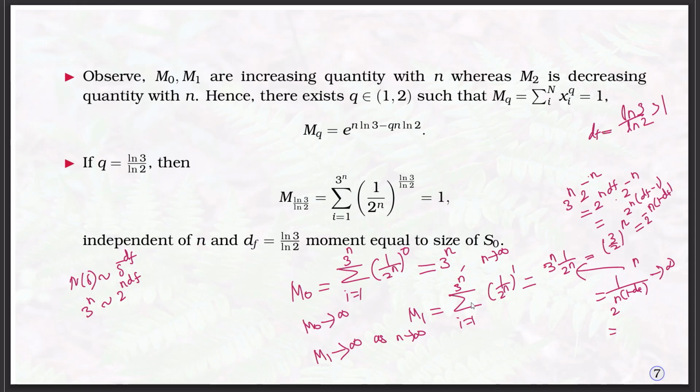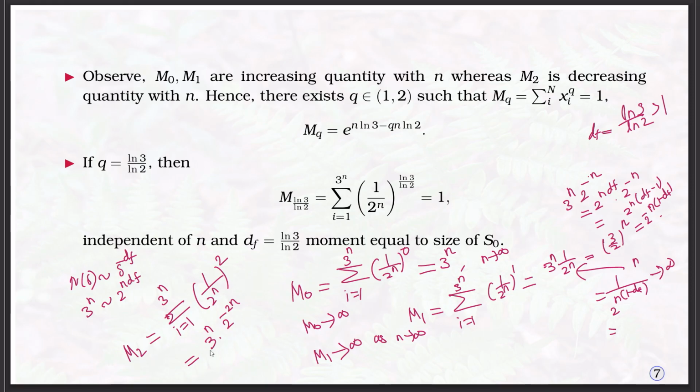Now m0 and m1 are increasing quantities with n, whereas m2 is a decreasing quantity, as they are mentioning. Now find what is m2. If we take m2, then from the same we get the sum over i equal to 1 to 3 power n of 1 by 2 power n to the power 2, which we will get as 3 power n times 2 power minus 2n. Instead of this 3 power n, we can use this quantity.